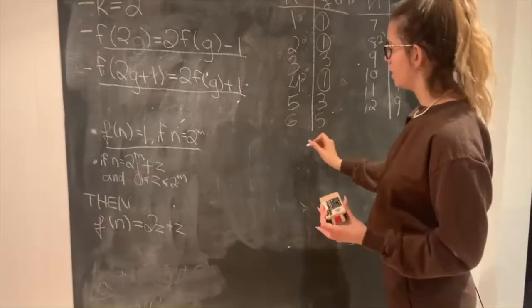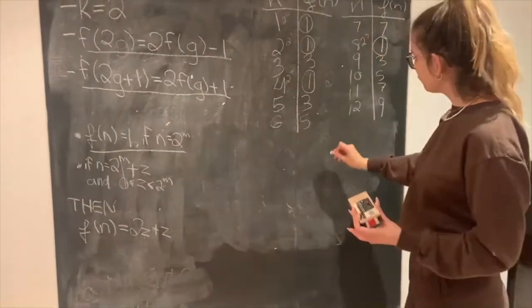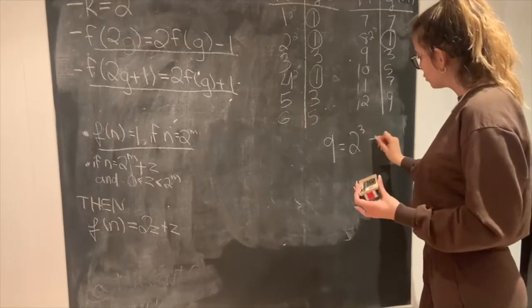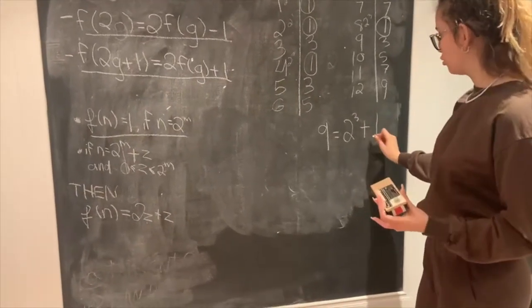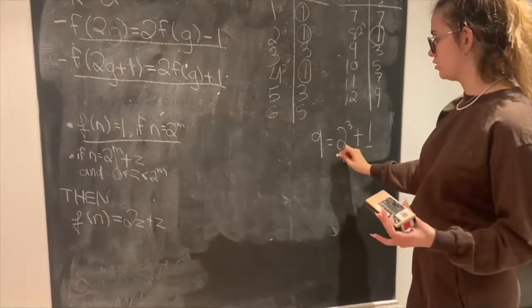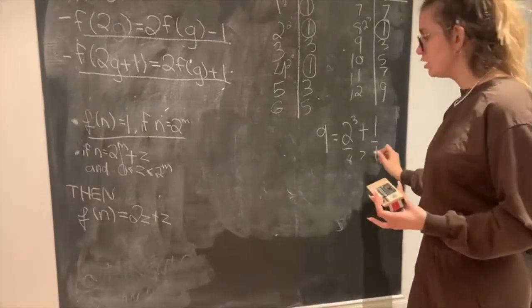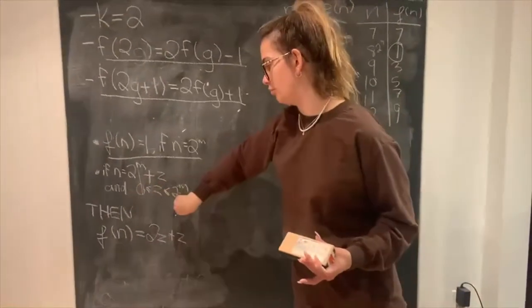So for example, let's say 9. 9 is equal to 2 to the power of 3 plus 1. So in this case, our constant 1 is smaller than the 2 to the m, which is 8. 8 is bigger than 1. So this works, this matches our condition.